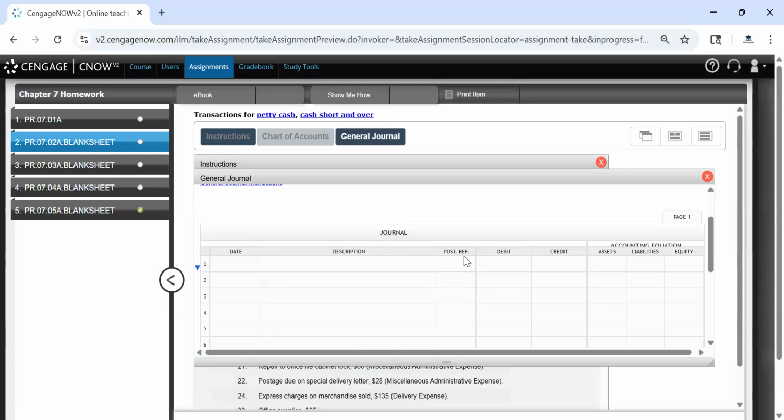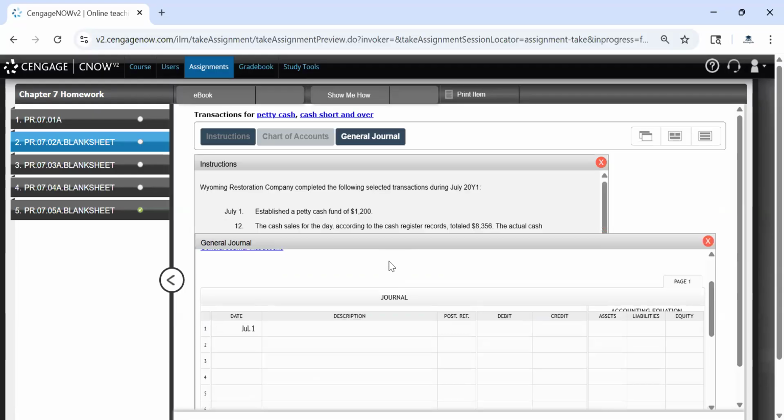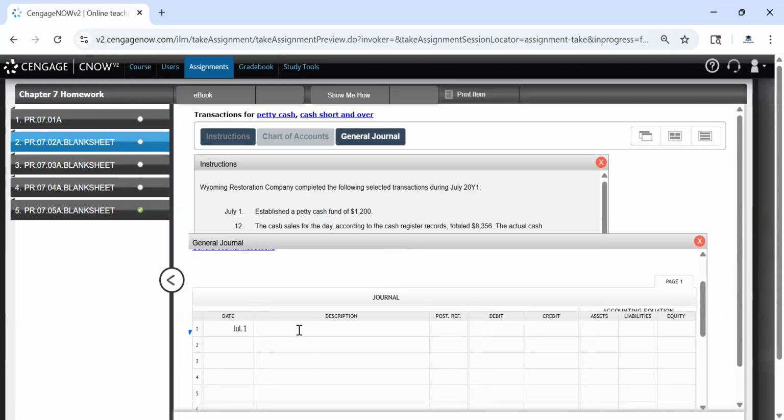And the journal that we have here, the date is July 1st, because that's the date that we're establishing the petty cash fund. And we're going to debit petty cash because that's a cash account just like any other cash account. And so we're going to increase petty cash with our debit, and we're going to decrease our regular cash account.